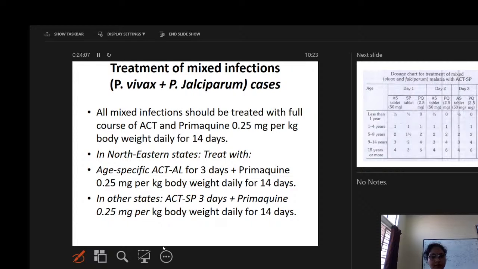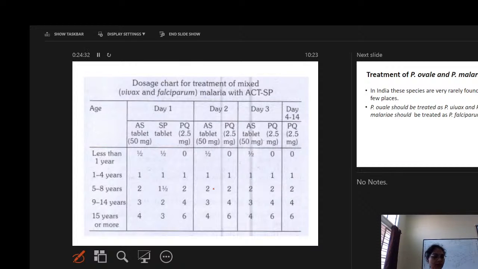Next, the treatment of mixed infections, where Vivax and Falciparum. All mixed infections should be treated with full course of ACT and Primaquine, 0.5 mg per kg body weight daily for 14 days. Okay, the same thing I'm repeating again and again so that you all will remember.